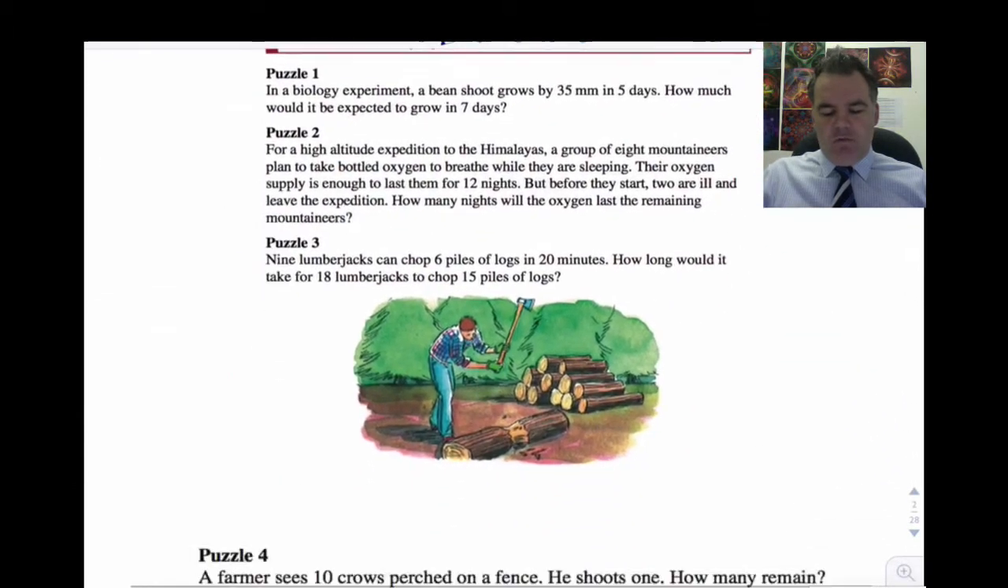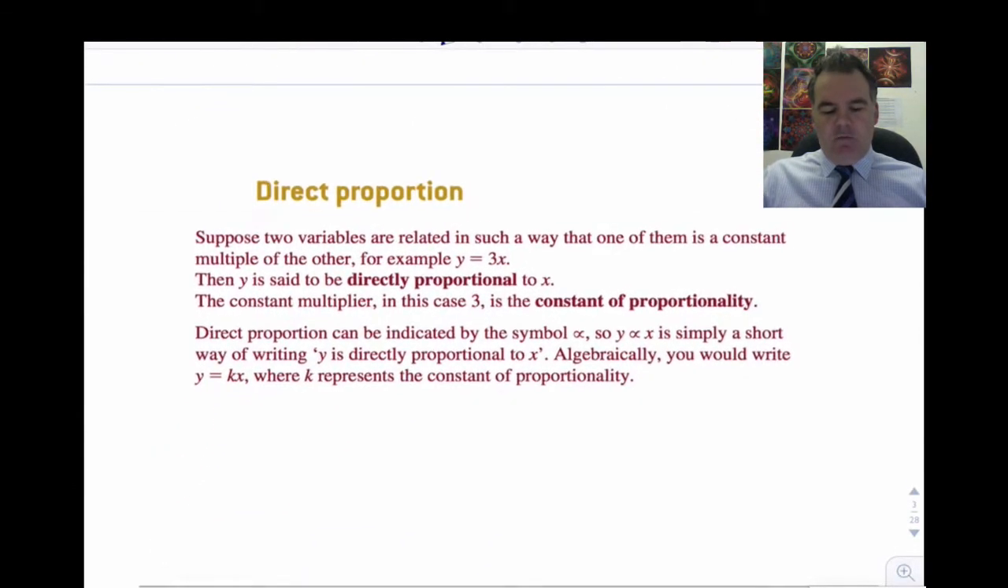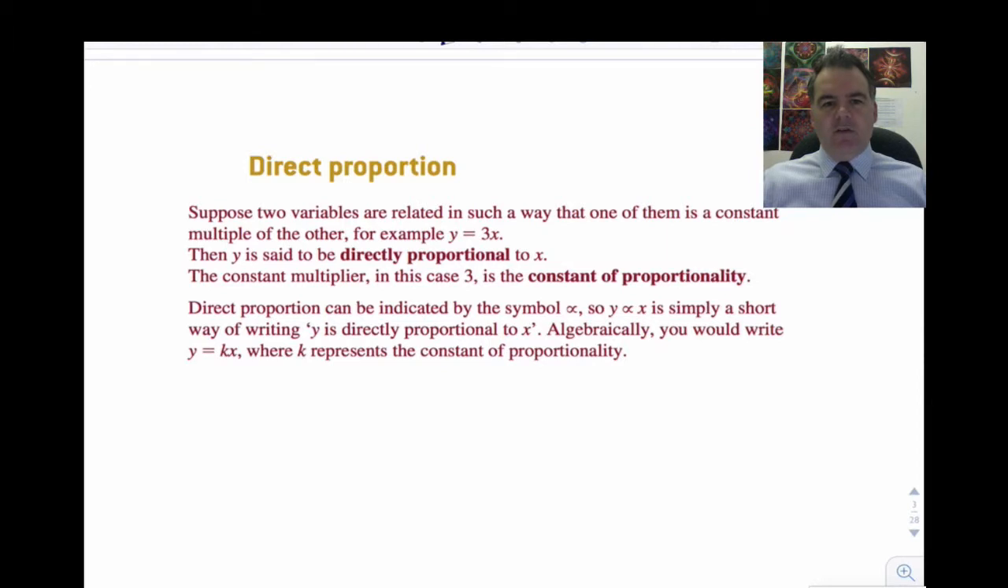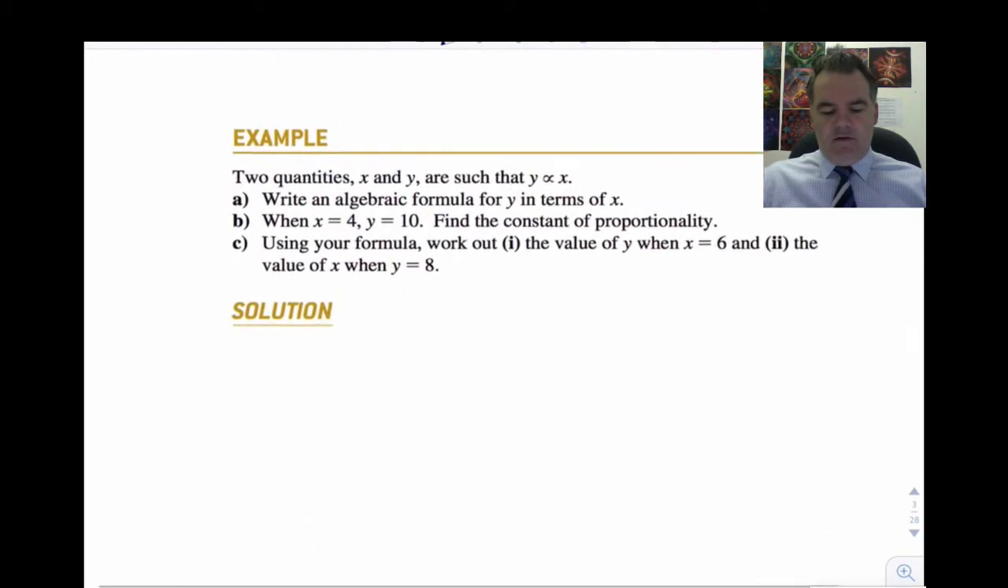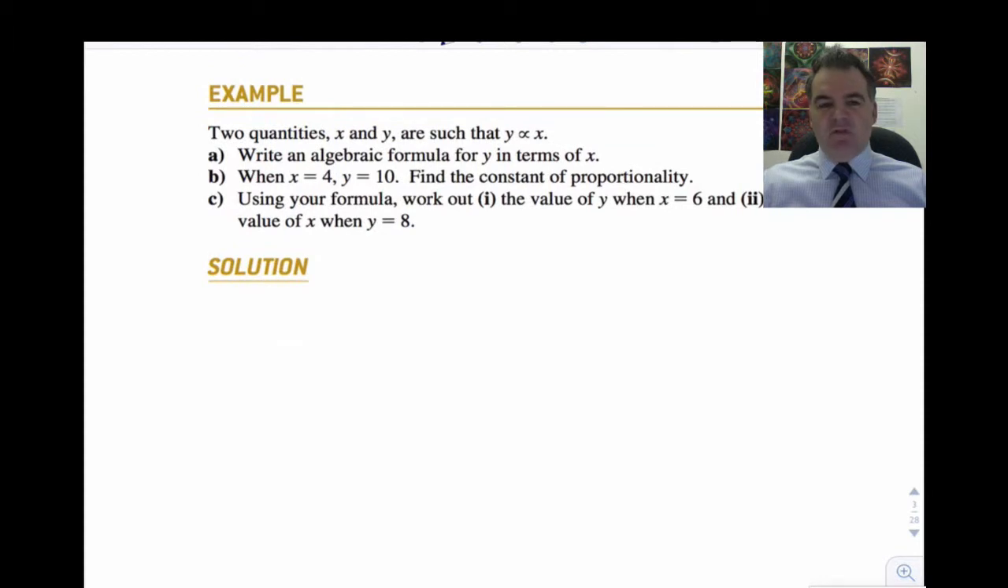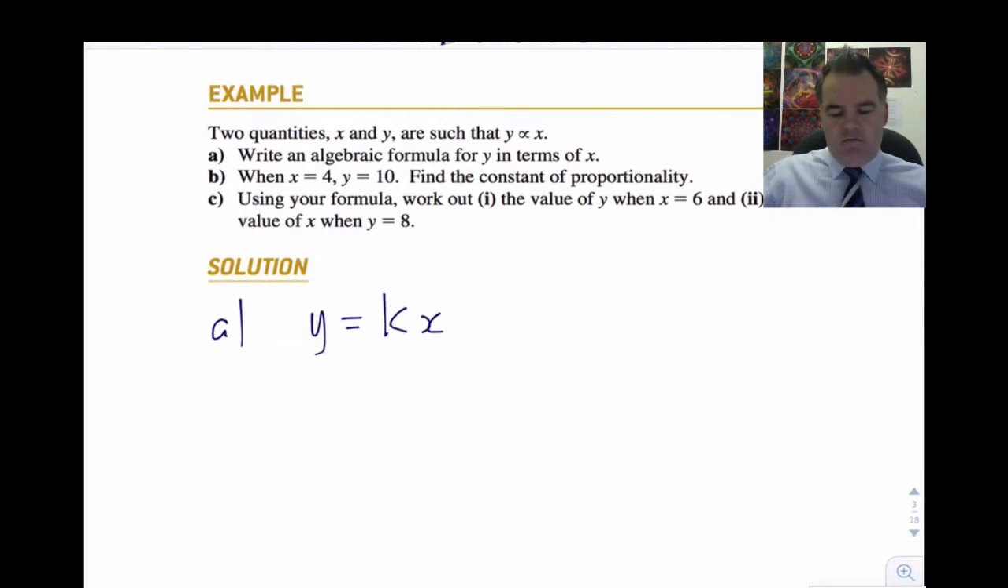So direct proportion is basically where one variable increases, the other variable increases. So if you have a graph like y equals 3x, a straight line, y is directly proportional to x. So it's pretty simple to solve problems like this. If y is directly proportional to x, then we can say y is equal to k times x for some value of k. That's it. So then if I give you some values, you can find out what the value of k is. In this case, it's the gradient.